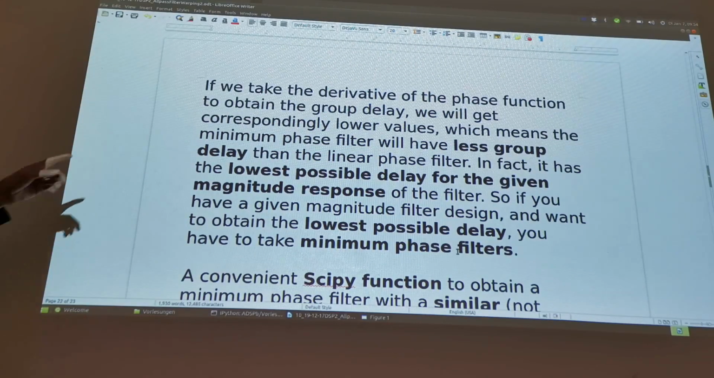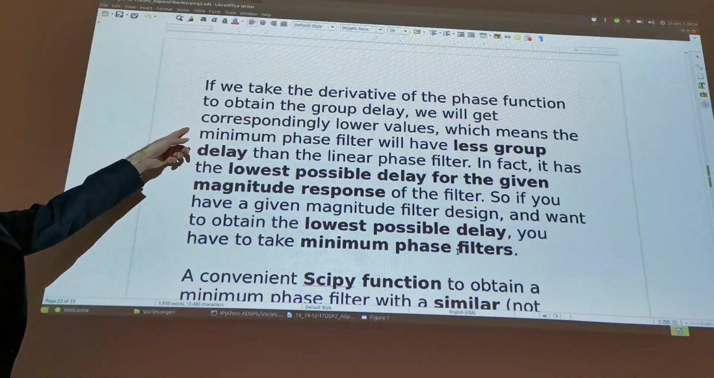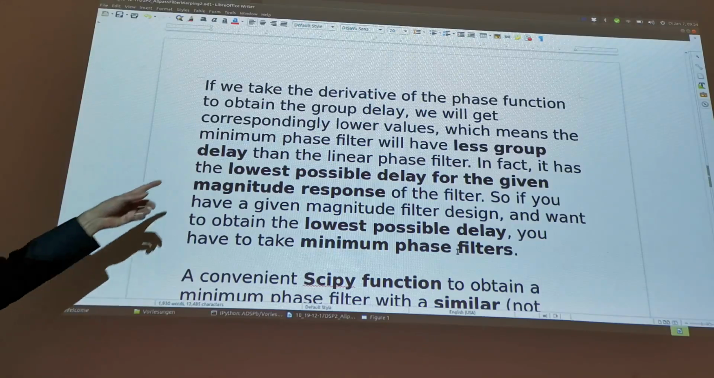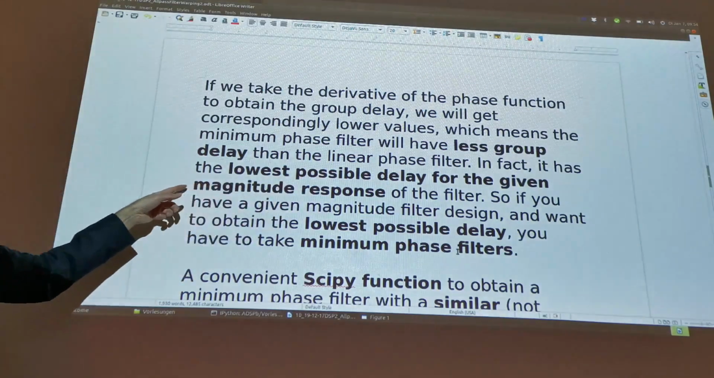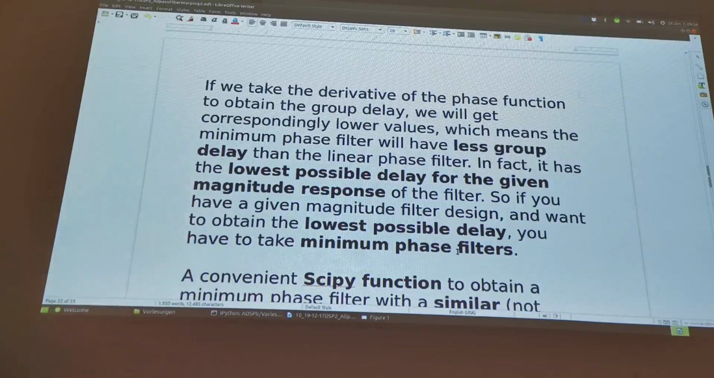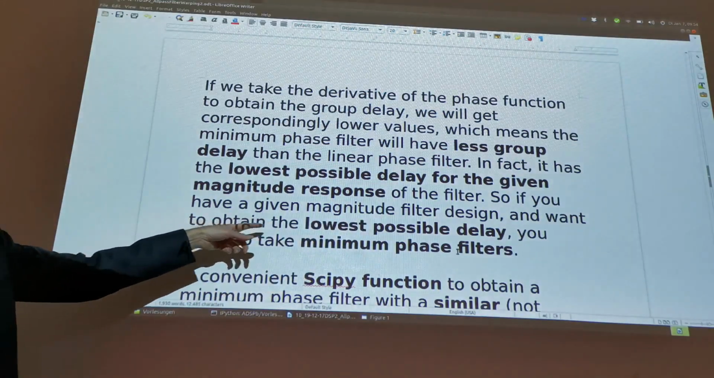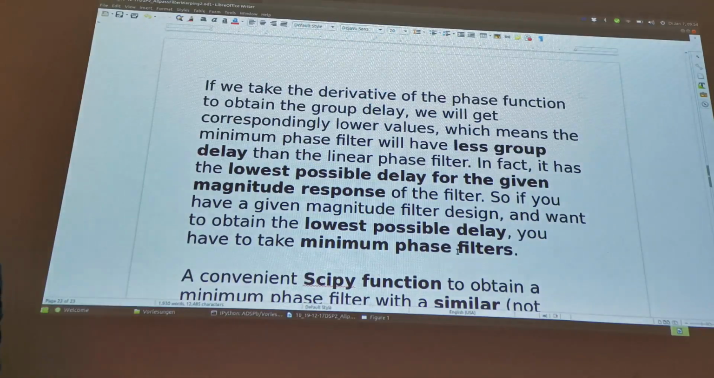Yeah, so if we take the derivative of the phase function to obtain the group delay, we will get correspondingly lower values, which means the minimum phase filter will have less group delay than the linear phase filter. In fact, it has the lowest possible delay for a given magnitude response. Right? Because all the zeros are now inside the unit circle. And that's basically all we can do. Right? So if you have a given magnitude filter design and want to obtain the lowest possible delay, you have to take minimum phase filters. And you can design them in the way I just showed you. You start with a linear phase design, for instance using REMEZ, and then convert this to a minimum phase design in the way we just did, by mirroring in the zeros.